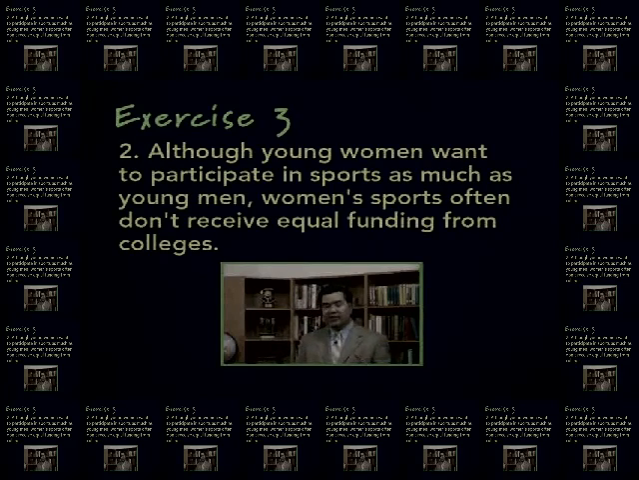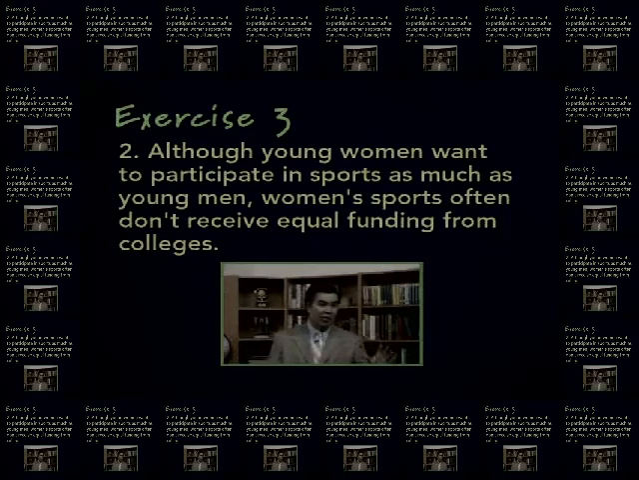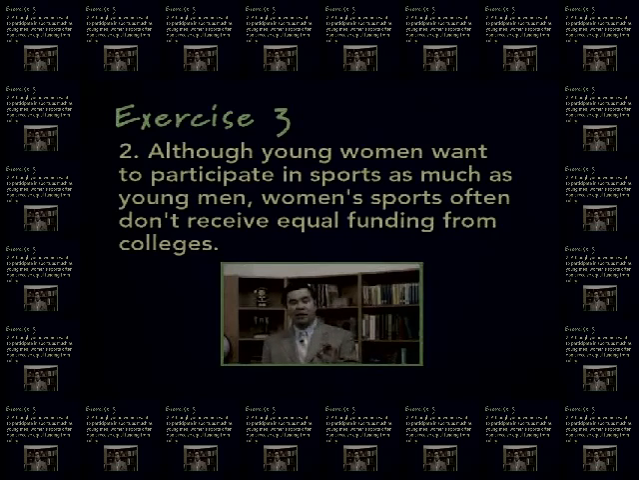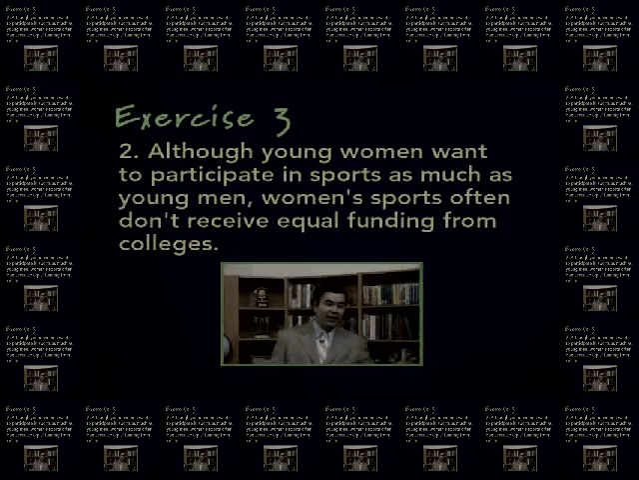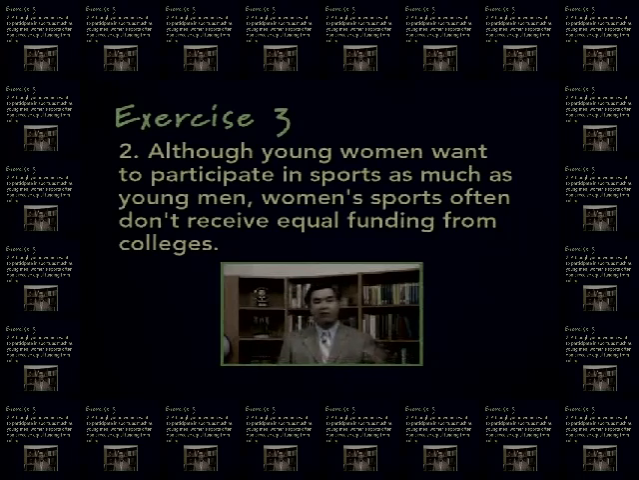The first clause is everything before the comma, and it reads, "Although young women want to participate in sports as much as young men." What's the verb in this particular clause? What word expresses action or being on the part of the subject? The verb is "want," and the subject is "women." "Young women" is the broader subject, but the simple subject is "women." So the subject and verb in this clause is "women want," and everything else in the clause is there to provide more information about what kind of women we're talking about and what specifically they want.